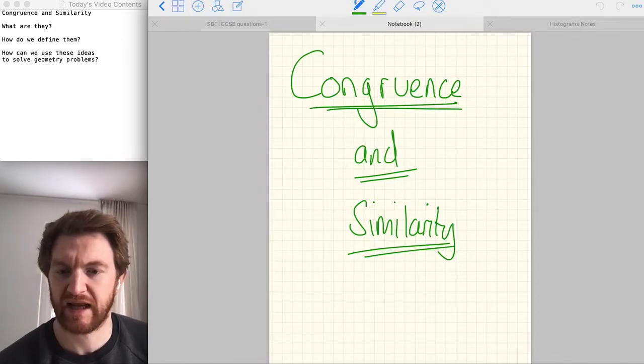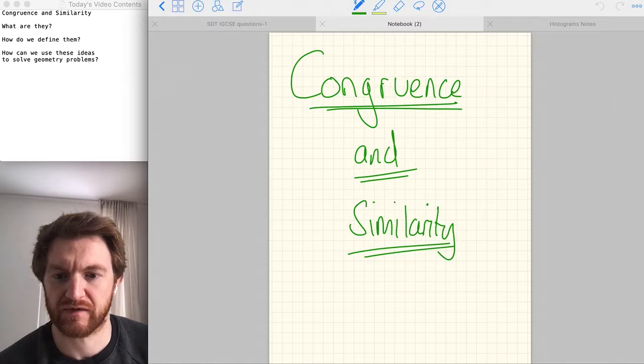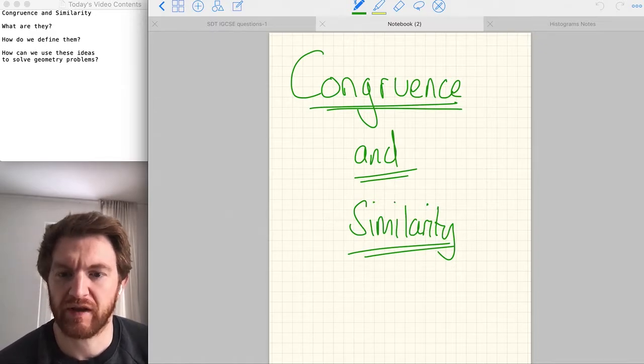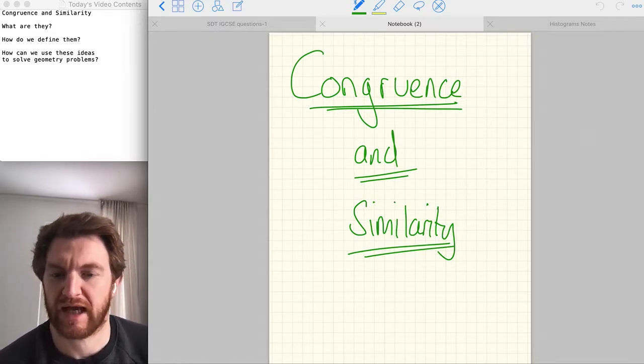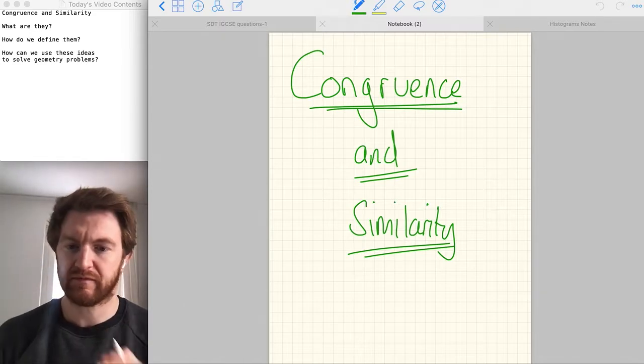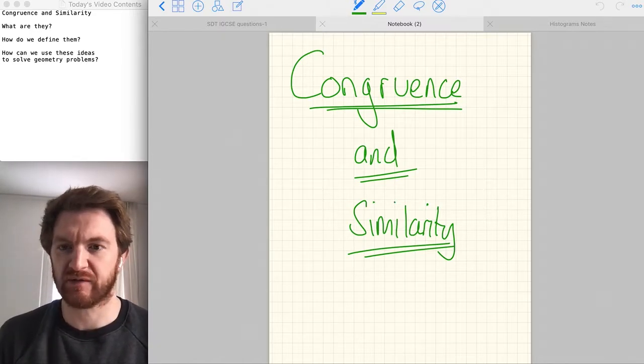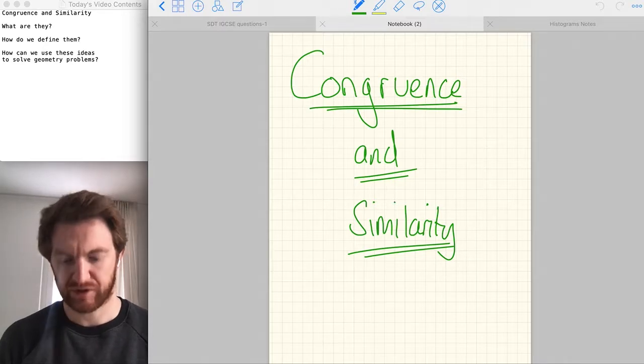Congruence and similarity in this video, leading on from the vectors and coordinates we've done previously. So we're going to look at what they are, how we use them, examples of how we can use them in some questions, and what the things to be careful of are. So we'll jump straight in.